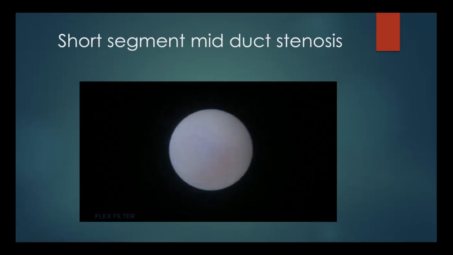Once you get past this stricture, you'll suddenly see that we have entered a nice wide area of the duct, and the mucosa is pink again. You can see your vascular markings, and you can really advance without difficulty. So once you've achieved that, you've done almost a complete job, and you just stent the area of the duct which was diseased.